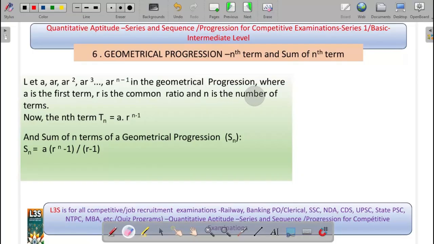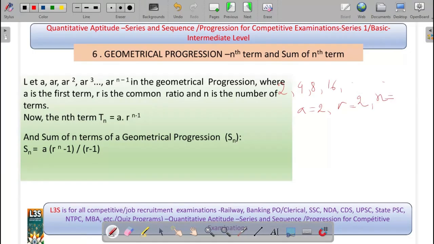Say we are taking one very simple series to understand the thing. The series is 2, 4, 8, 16. Here a is equal to 2, and r is equal to 4 by 2, or 8 by 4, or 16 by 8, which is 2. So r will be 2.